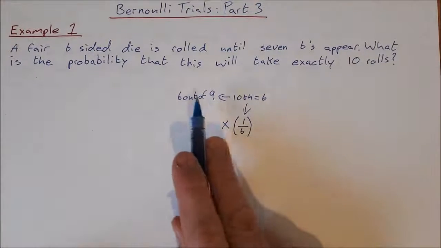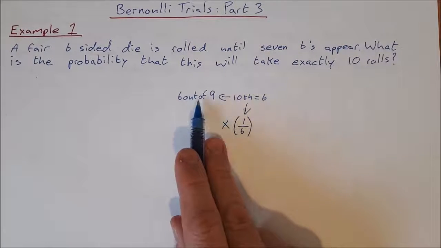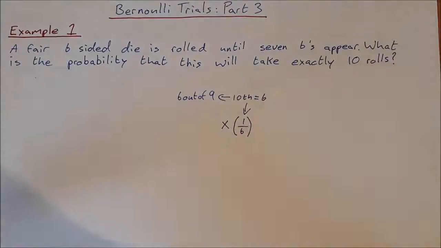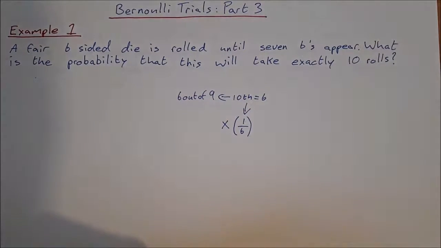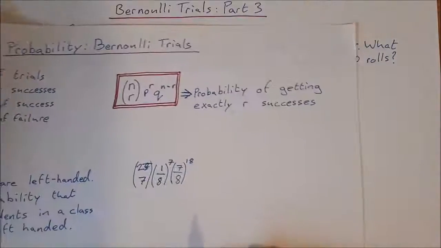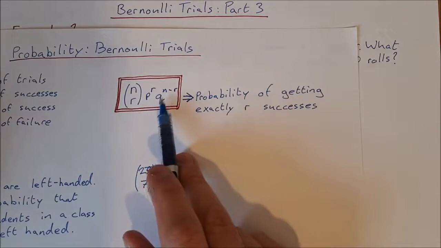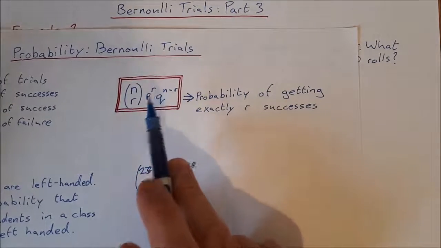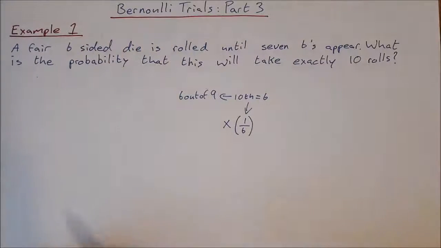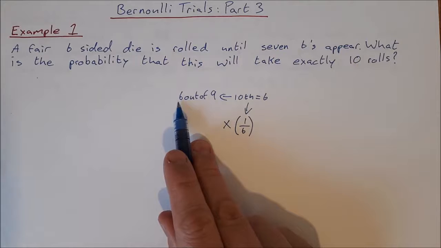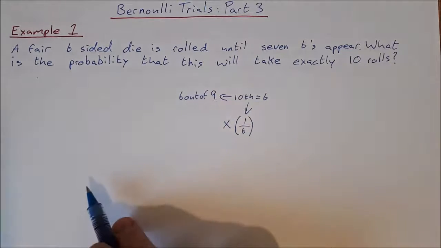Now 6 out of 9, that's just going to be a Bernoulli trials using our formula that we're used to using. Again, if you don't want to use the formula, you don't have to. That's the formula there: n choose r times p to the power of r times q to the power of n minus r. You don't need to use that. You can do it this way, which builds the formula. So we want 6 sixes out of 9 throws.